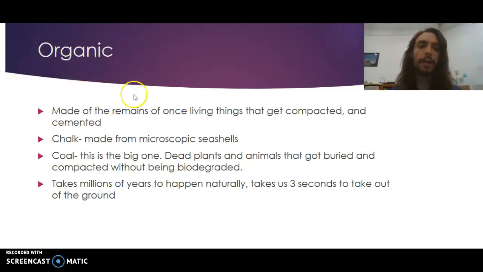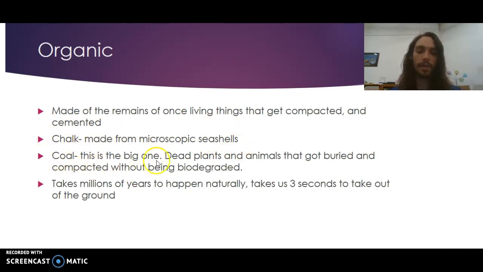So then let's go to organic. Organic sedimentary rocks are made of the remains of once living things that get compacted and cemented. And this usually takes millions of years to happen. So our two big examples are going to be chalk and coal. Chalk is made from microscopic seashells. Seashells are white, chalk is white. You know, when you scrape dead seashells on a blackboard, you get something. So that's why they decided to use those for chalk. And it's a pretty booming industry, and it works really well.